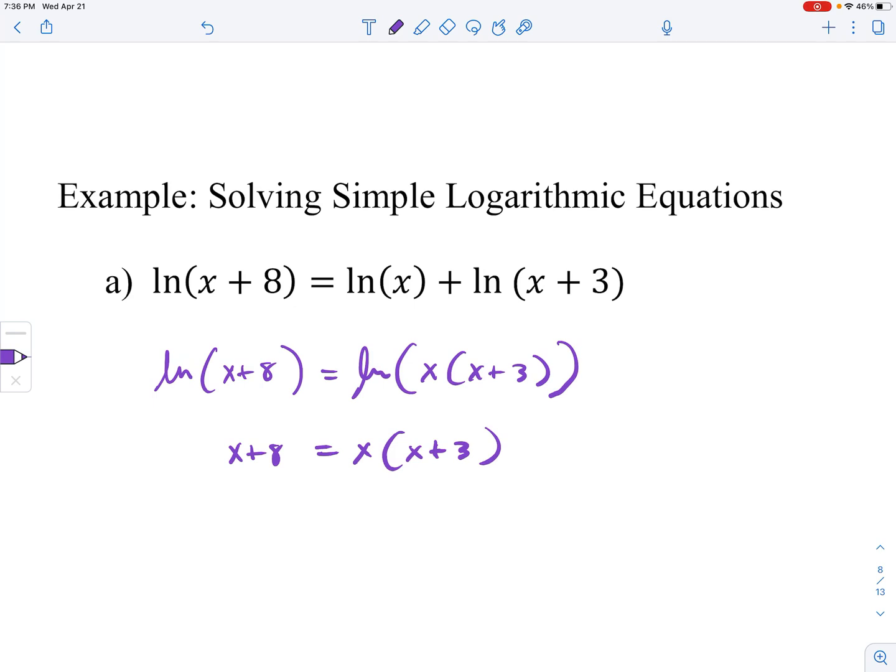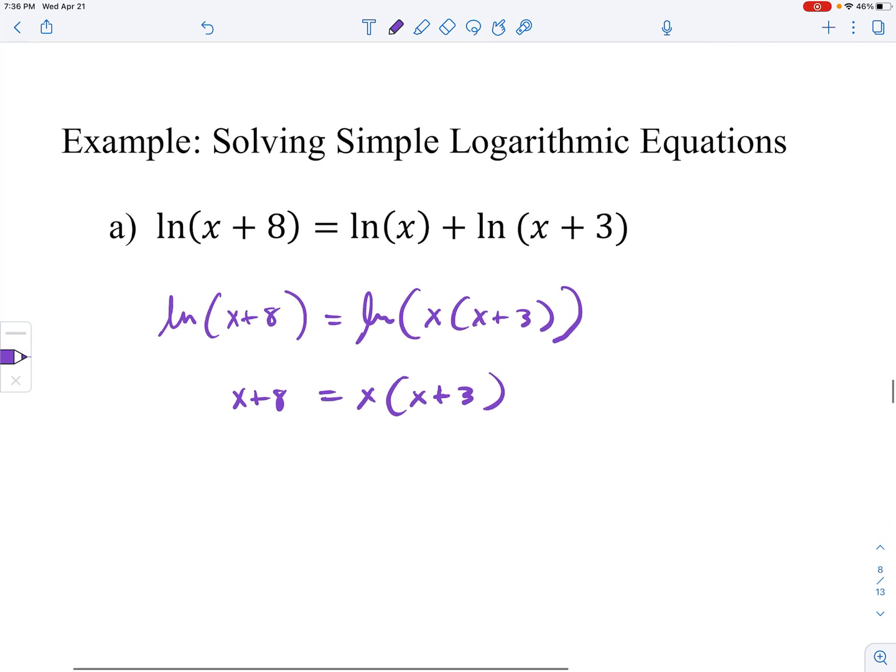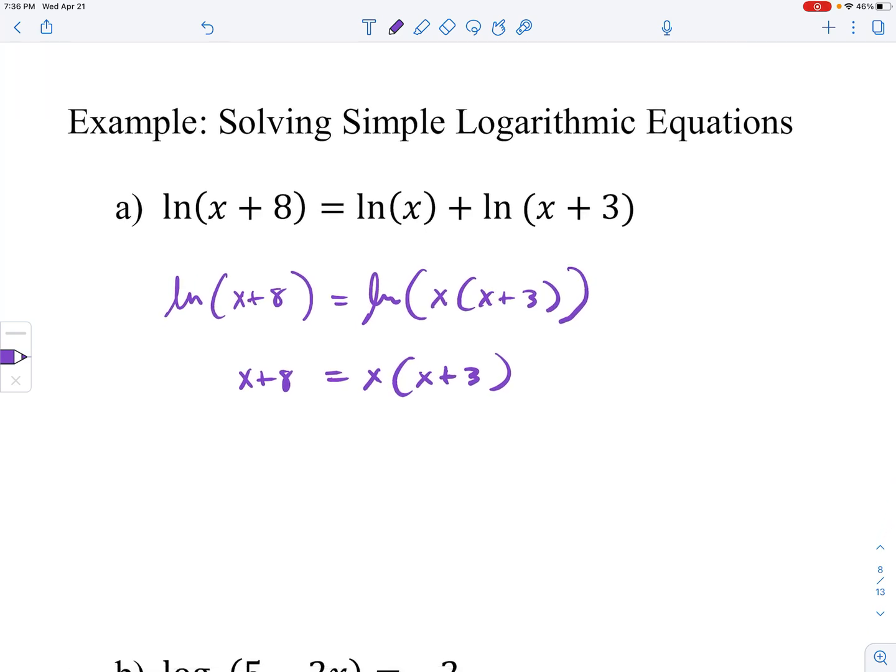It's kind of like whenever you square both sides of an equation as a strategy for solving, you always have to check for extraneous solutions or solutions that don't make sense. And that's the same thing. My suggestion would be for logarithmic equations, check for extraneous solutions every time. Just make sure that your solution makes sense.